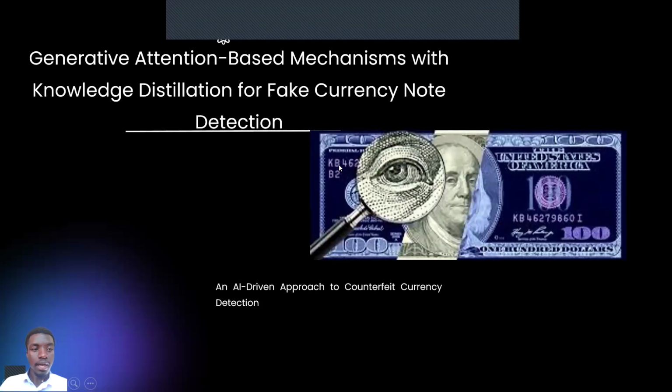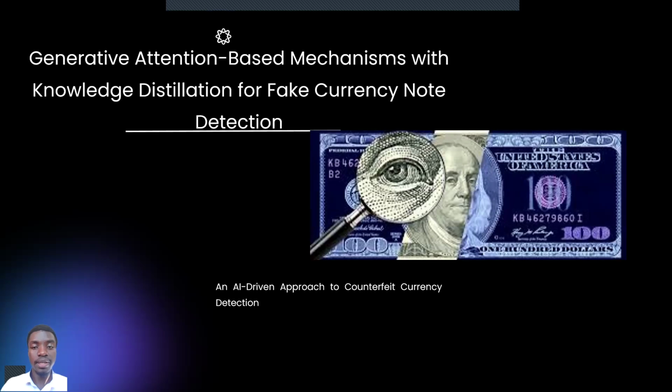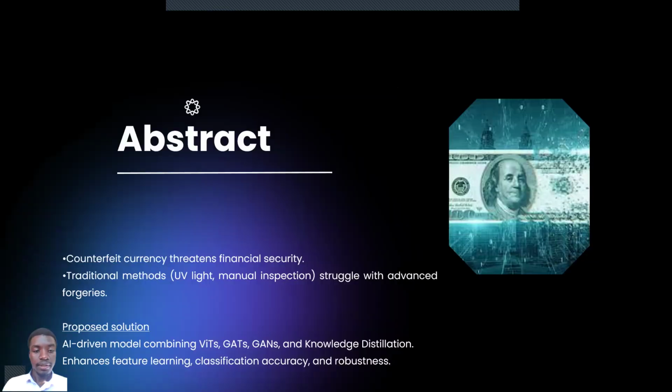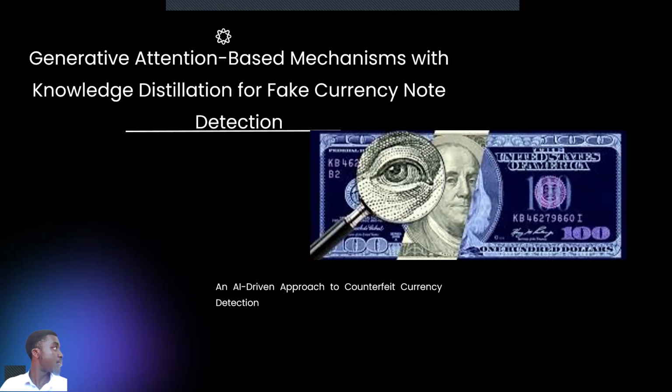I'll begin by defining our title. Of course, we're talking about the generative attention-based mechanisms of knowledge distillation for fake currency detection. Defining the key terms, knowledge distillation is whereby you get a student model and a teacher model.